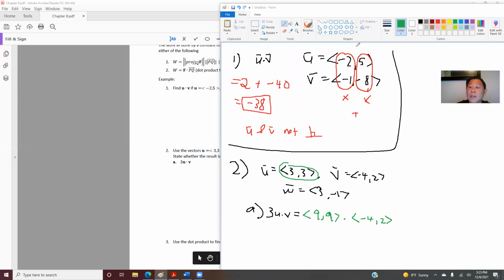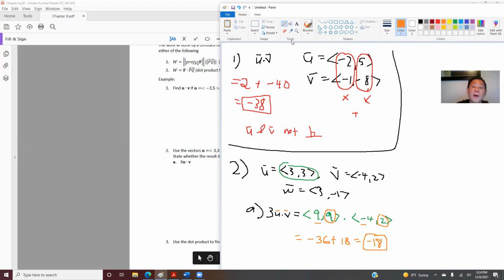And again, how do we dot this? In this case, your first component, you multiply them. So you take 9 and -4, you multiply it, you get -36. Plus, always plus. And then you take the second component, you multiply it, you get 18. Once you finish multiplying, make sure you add, and you get -18 here. So this is 3u dot v.